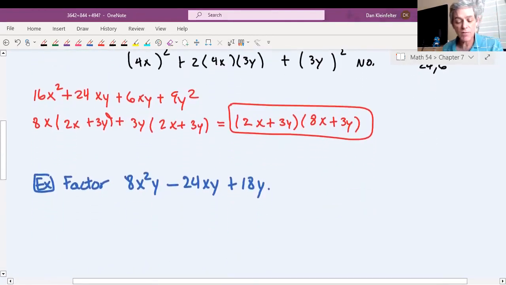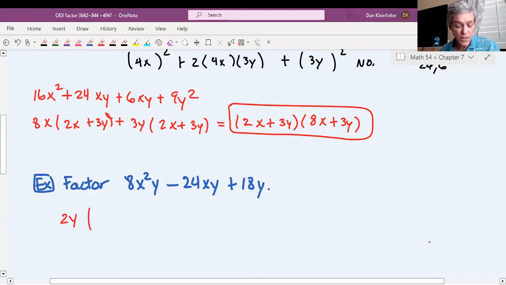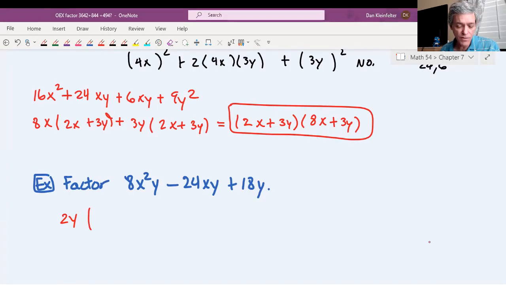So we've got 8x squared y minus 24xy and 18y. So as always, we want to look for a common factor. I can see 8, 24, and 18 are all divisible by 2. Also, I can see there's a common factor of y in there. So let's bring out 2y. Maybe there's more. We'll see after that what's left. So factoring out 2y, this will leave 4x squared. So that's a good start. And then minus 12x. And then in the back, we will have 9.